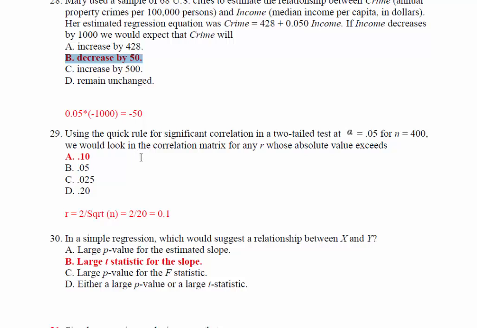29. Using the quick rule for significant correlation in a two-tailed test of r at alpha 0.05 and n of 400, we will look in the correlation matrix for any r whose absolute value exceeds what? The quick rule tells you 2 over square root of n. n in this case is 400. Square root of n is 20. 2 over 20 is 0.1. This is what we're looking at. Therefore, A is the correct answer.